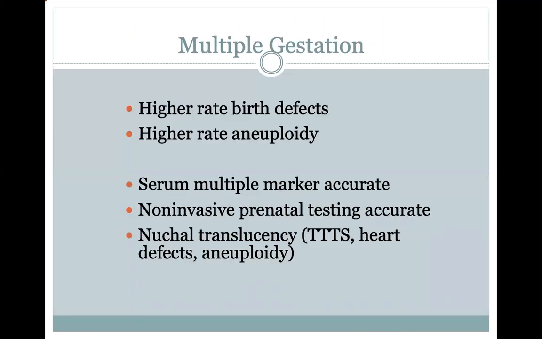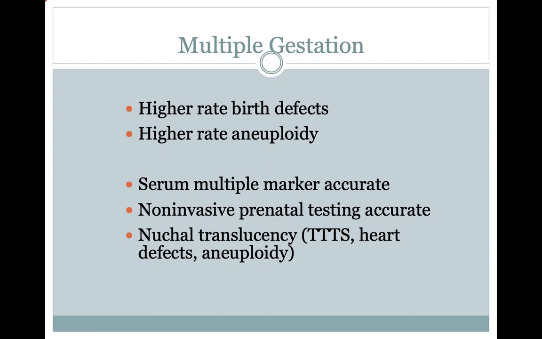Now, there is a higher rate of birth defects and chromosome abnormalities in multiples, greater as you go up in the higher order multiple gestation. Serum multiple markers are accurate. We do AFP screening in these patients. NIPS is now offered by at least two companies that do NIPS, Maternity 21 and Natera. They provide results for twins. Natera is the only one that also reports zygosity with those results, so that's helpful.